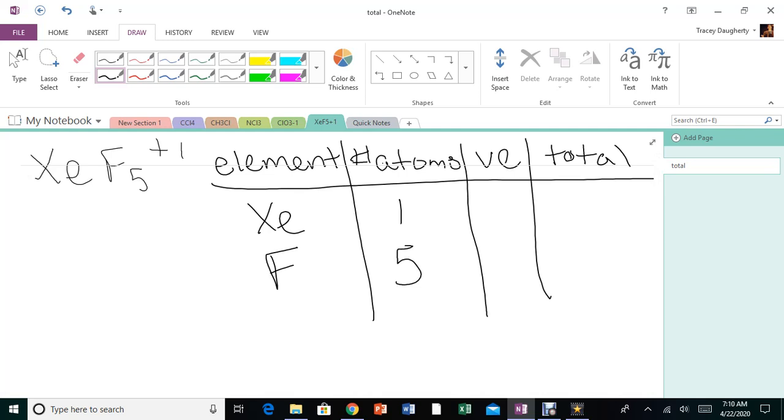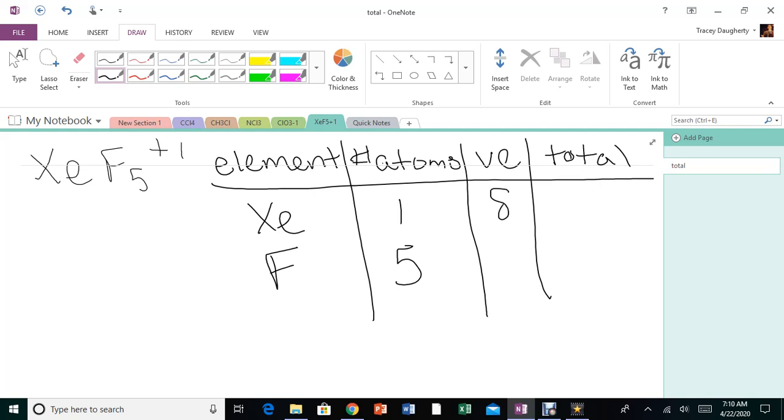And this is an example of an expanded octet. Xe is going to have more than 8 valence electrons around it, and it's fair game to have more than 8 valence electrons around it. What happens is that the atoms use the empty d orbitals that they have to extend their octet.